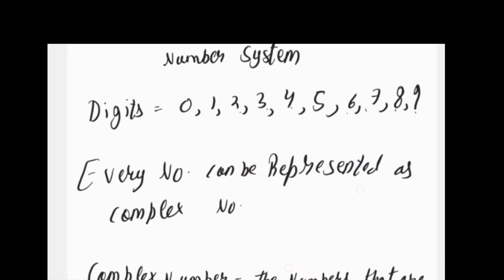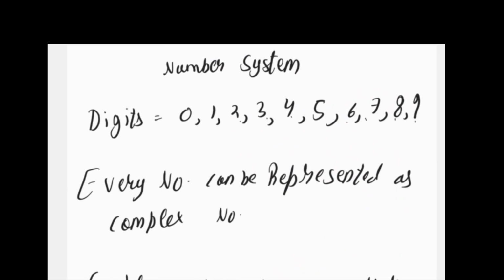So from today I am starting your new chapter, the number system. So let's begin. Every number is made up of certain digits, and these digits are 9 in number: 0, 1, 2, 3, 4, 5, 6, 7, 8 and 9. All the numbers are made up of only these digits.